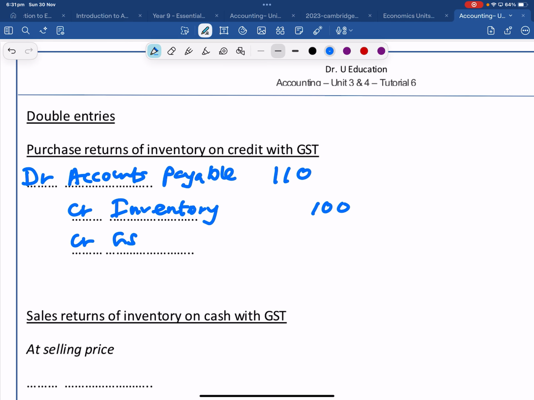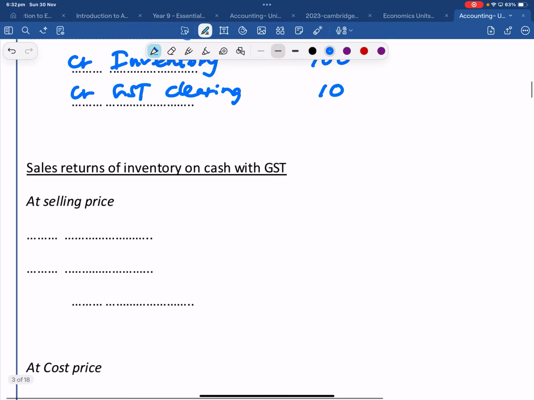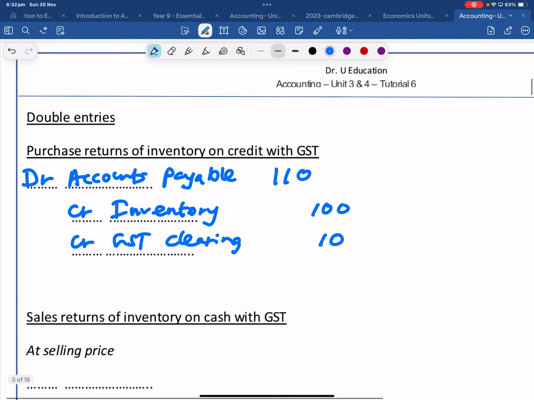Credit GST clearing. Exact opposite. So it's not a big deal if you know the double entry for the purchase of inventory on credit, pretty simple. Opposite. Now sales return is a little bit complicated. Okay? Right. Any questions with this?